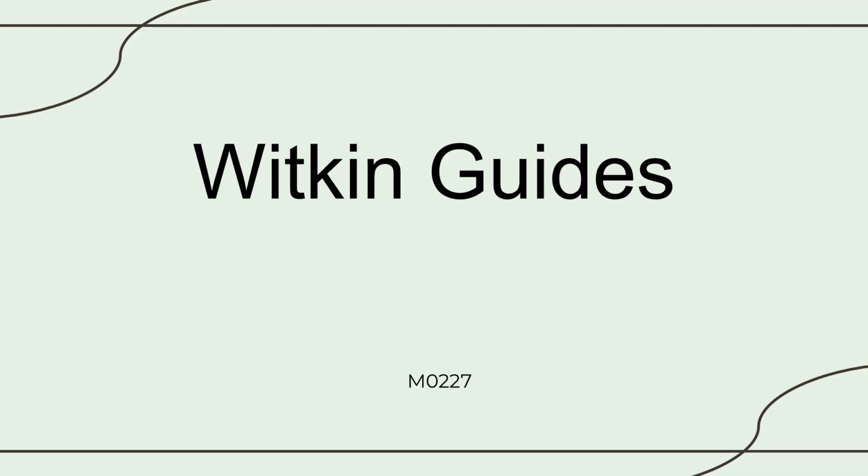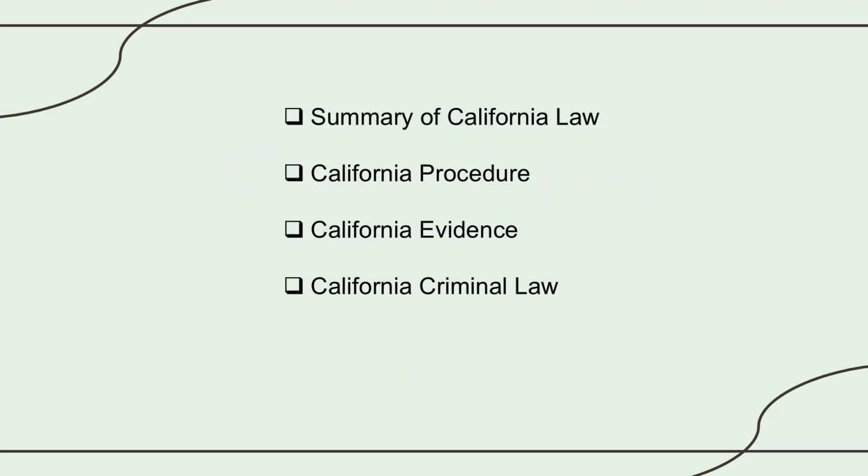Welcome back. In this video, we're going to look at the Witkin guides. Now I say Witkin guides because there's 4 different versions: Summary of California Law, California Procedure, California Evidence, and California Criminal Law.